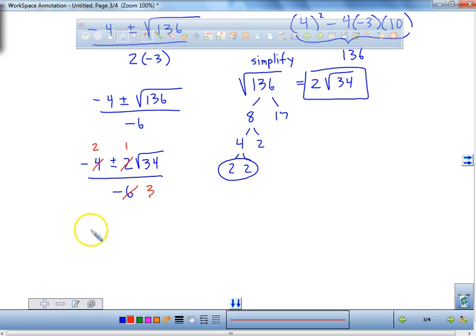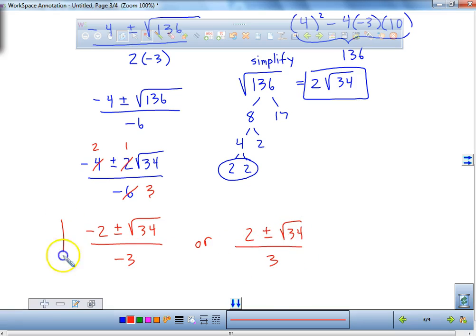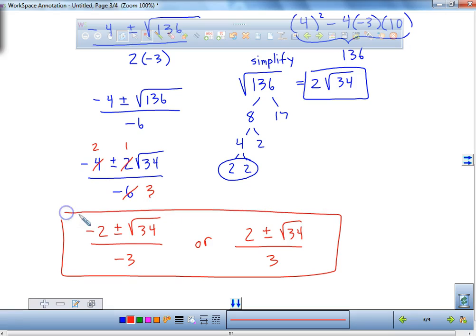So here's your final answer. Negative 2 plus or minus square root of 34 all over negative 3. Now what did I say about these negatives? If you have negatives, what could the answer also be? Positive, right? So I'm looking for one of those two answer choices. I guarantee you, that's not going to be on my screen because that wasn't my problem, but I bet one of those two answer choices is on your screen.